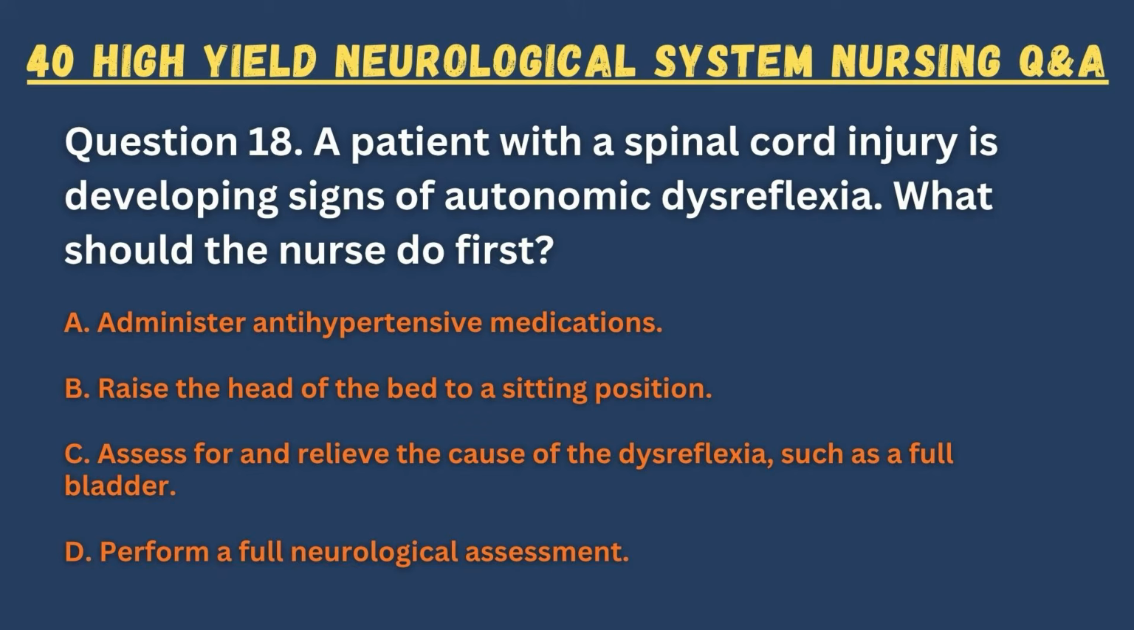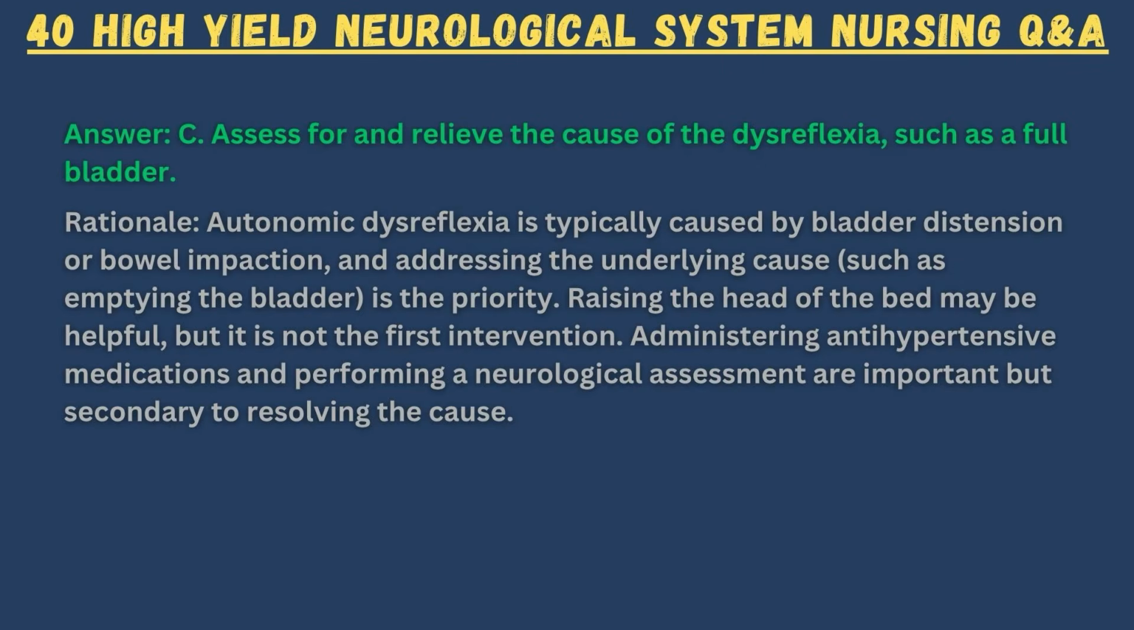Question 18. A patient with a spinal cord injury is developing signs of autonomic dysreflexia. What should the nurse do first? A. Administer antihypertensive medications. B. Raise the head of the bed to a sitting position. C. Assess for and relieve the cause of the dysreflexia, such as a full bladder. D. Perform a full neurological assessment. Answer. C. Assess for and relieve the cause of the dysreflexia, such as a full bladder.